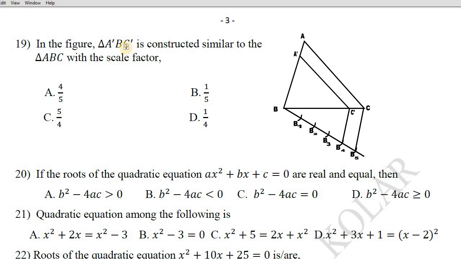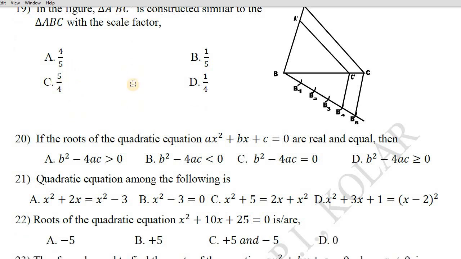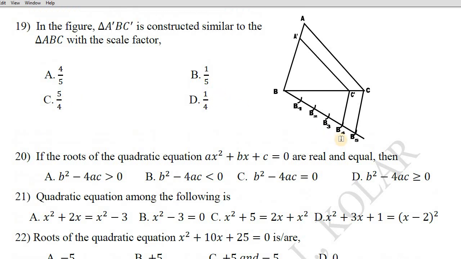It means the triangle we require is smaller than the given triangle. In that case, the numerator value will be smaller than the denominator. Now see, the given options are 4 by 5, 1 by 5, 5 by 4. So 5 by 4 is obviously wrong because the numerator is greater, and option D is 1 by 4. For that, carefully observe the figure, children.